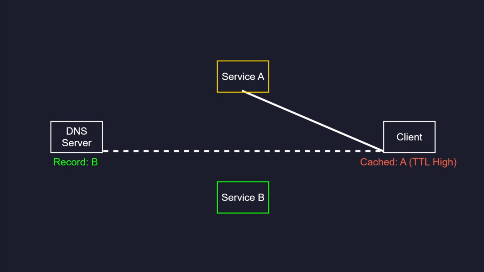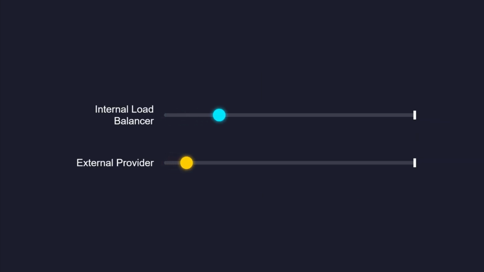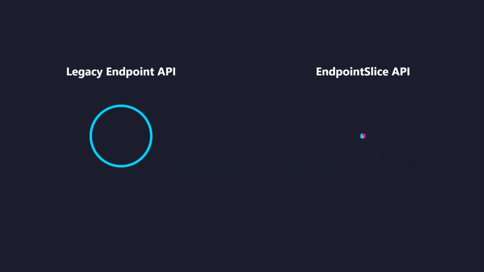Avoid relying on DNS for the traffic flip. High time-to-live values on client machines can delay the switch for hours. Internal load balancers often update faster than external cloud providers. Test the convergence time of your specific Ingress controller setup.